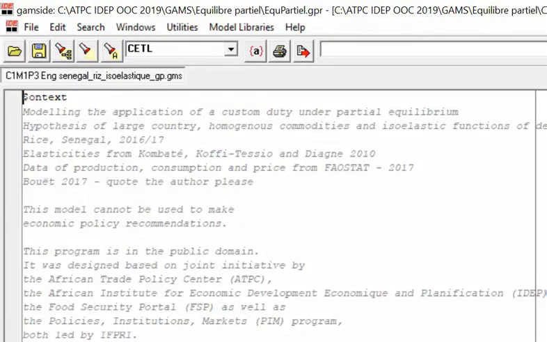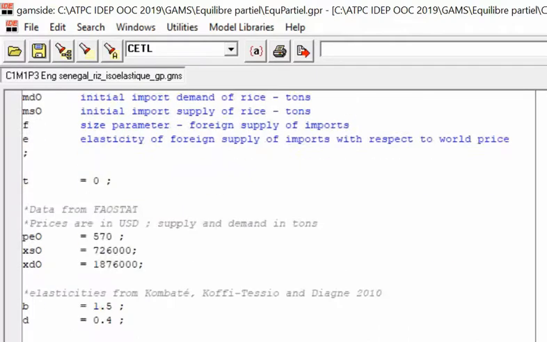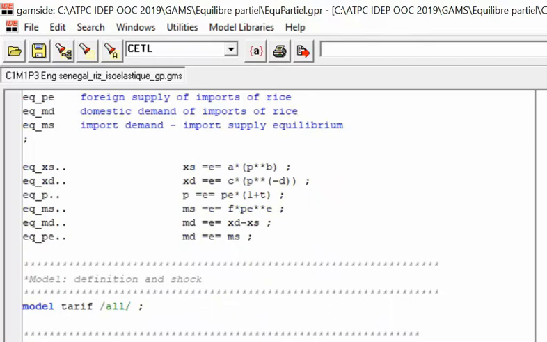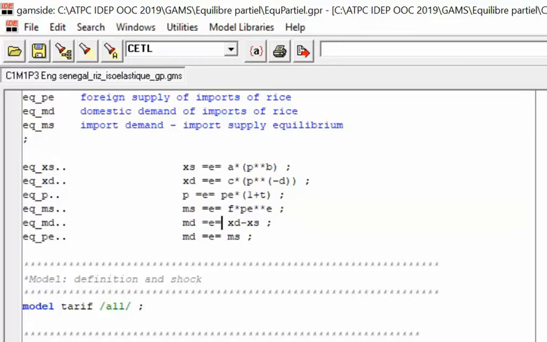Now I'm presenting the corrections to the third assignment, which concern the implementation of a large country assumption. If I show you the model, so it's here. In the new model, all equations are kept except one, which concerns the relation between supply of imports and world price. Before, it was PE equal to PE0, that is to say the world price is unchanged.